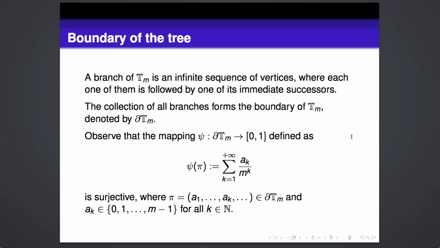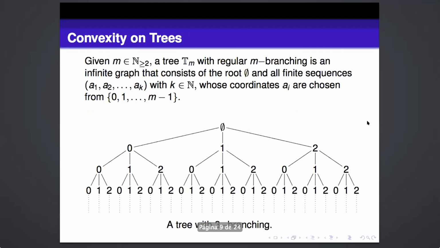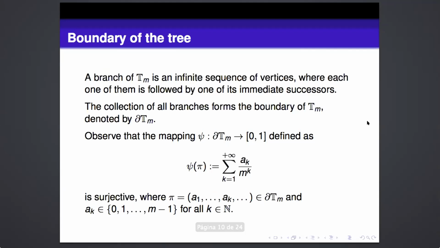And of course, you have branches that give you the same number, the branches that have, let me say, 2, 2, 2, 2 at the end, or 0, 0, 0, 0 at the end. You have 2 periodic branches that give you the same number, but those branches have measure 0, so you don't care about them. In general, this is a nice function between what we call the boundary of the tree and the interval 0, 1. So we will identify the boundary of this regular tree with m branching as the interval 0, 1. So each infinite branch has attached a number between 0 and 1.